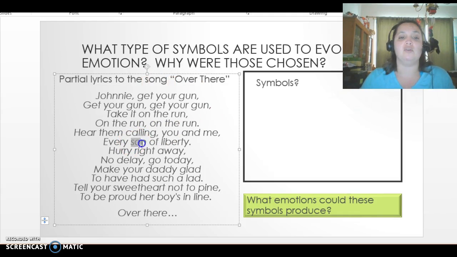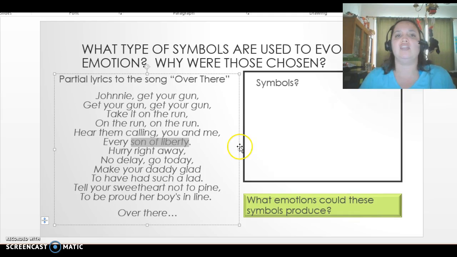How about this symbol? Sons of Liberty. Oh, Sons of Liberty. See, you study U.S. history, it all comes back around. Think about the Revolutionary War, the men who fought for their beliefs, the men who in Valley Forge had no shoes and yet they fought on anyway.